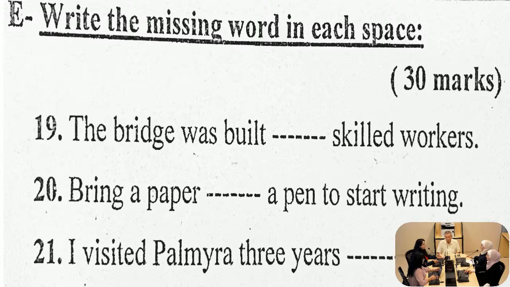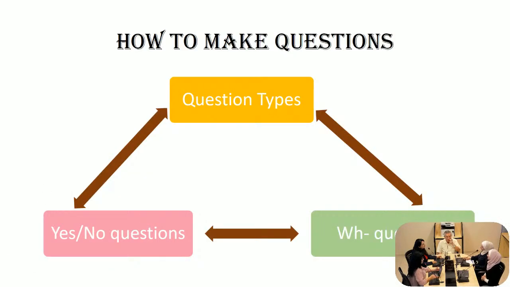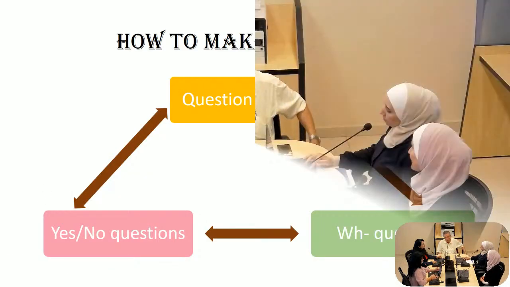Bring a paper, a pen to start writing. When you have two nouns and you write, you need both of them. So, a paper and a pen. I visited Palmyra 3 years ago. Ago, of course, because this is simple past, it is very clear. The following slide. How to make questions.